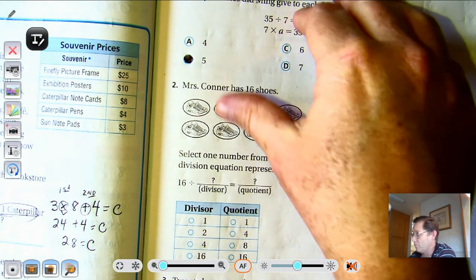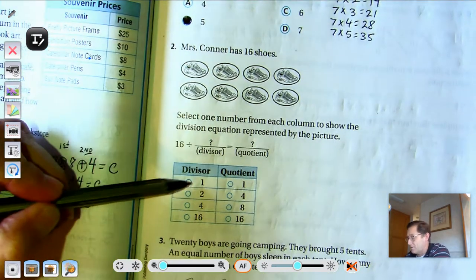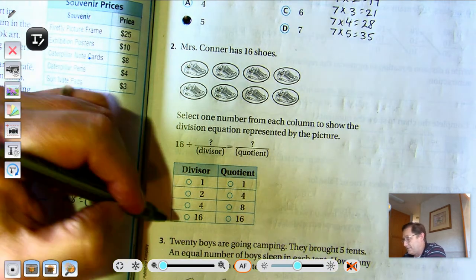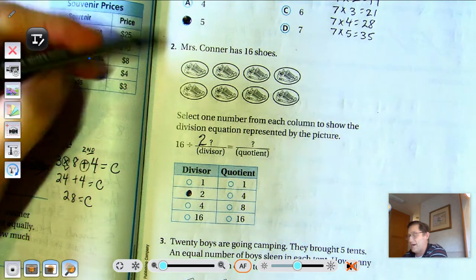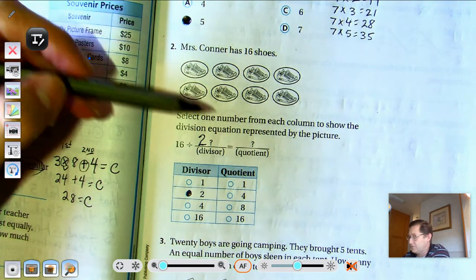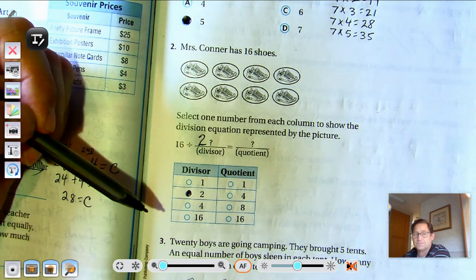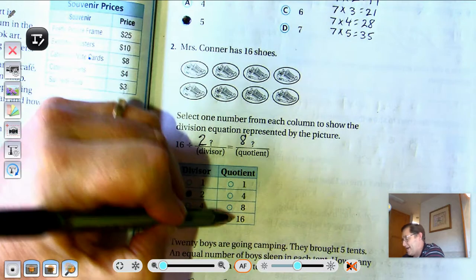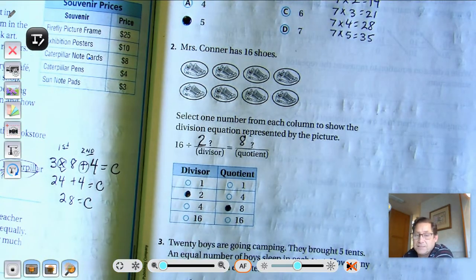1, 2, 3, 4, 5, 6, 7, 8. So let's look at our divisor. Okay, so I don't see 8. So it must be using 2. So 16 divided by 2. Okay, so the 2 is the amount in each pair. How many pairs? Well, the pairs has to be 8. So the quotient, or the answer to the division problem, has to be 8.